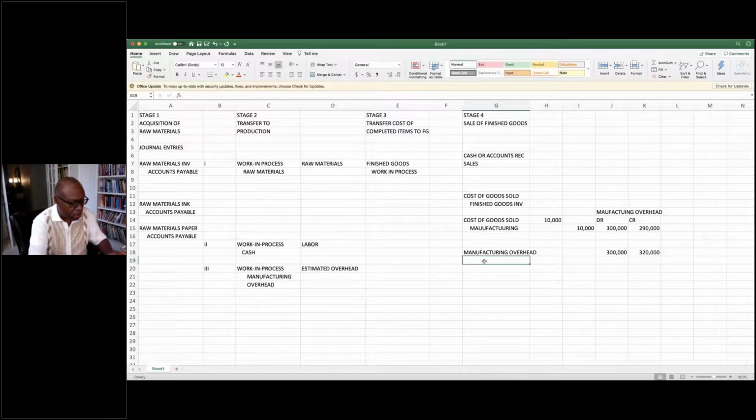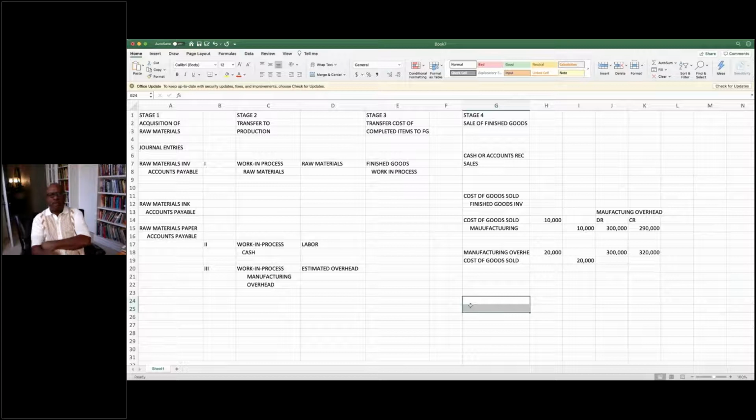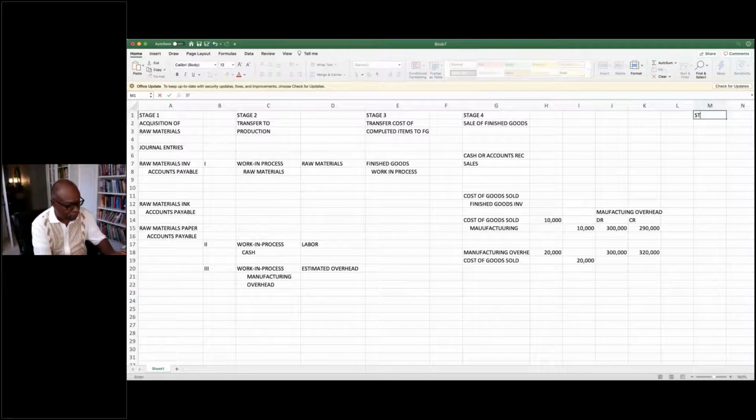And we would credit cost of goods sold for the 20,000. So those are the entries we made. Now, we do have a stage 5 where we pay selling and administrative expenses, pay dividends, etc. But those were the entries that we made in Principles 1 that you worked on in your first study problem.